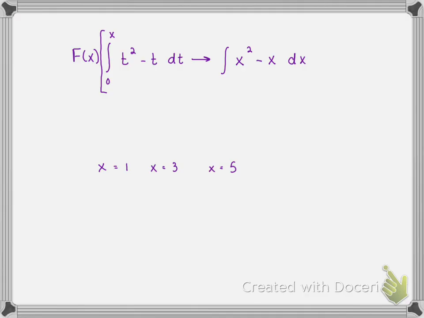Now, when we do that, the antiderivative of x squared is x cubed over 3, and the antiderivative of x is x squared over 2 plus c. Okay? In other words, that gives, and we don't need the plus c. In other words, this is an area formula that we can use for any value of x to find the area under that curve.